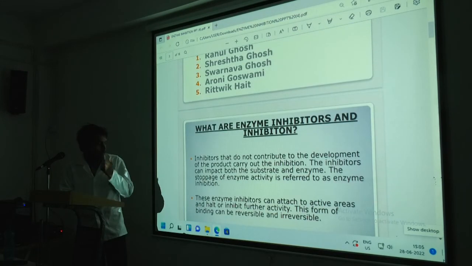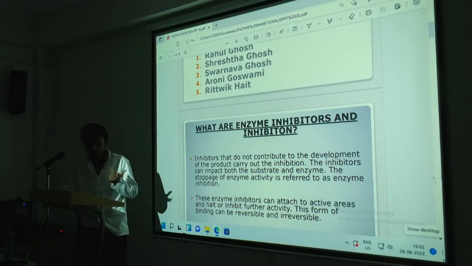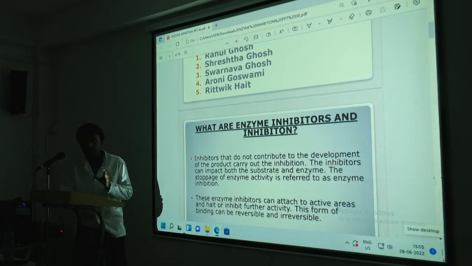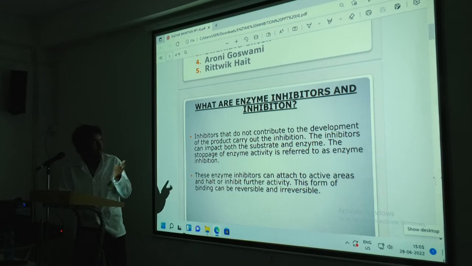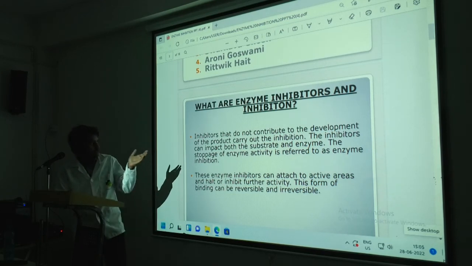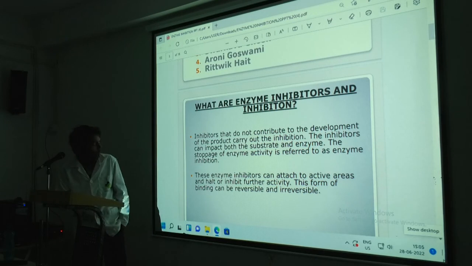So first we have to understand what inhibitors are. Inhibitors are nothing but substances which inhibit some process. Here, enzyme inhibitors and inhibition: inhibitors that do not contribute to the development of the product carry out the inhibition. The inhibitors can impact both the substrate and the enzyme. The stoppage of enzyme activity is referred to as enzyme inhibition.